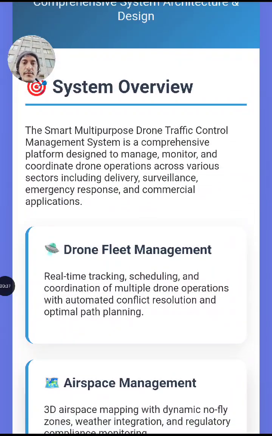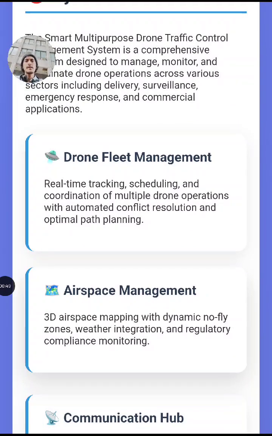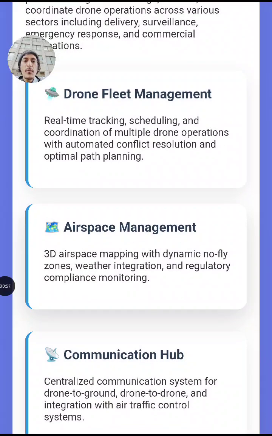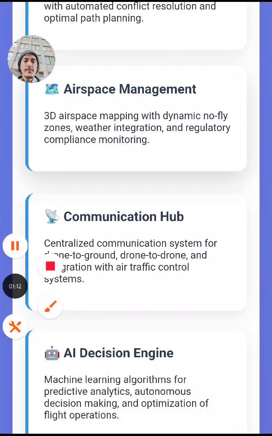For example, drone fleet management: real-time tracking, scheduling, coordination of multiple drone operations with automated conflict resolution and optimal path planning. Then we have airspace management. So 3D airspace mapping with dynamic no-fly zones, weather integration, regulatory compliance monitoring. Then we have the communication hub, a centralized communication system for drone to ground, drone to drone, and integration with general air traffic control systems.